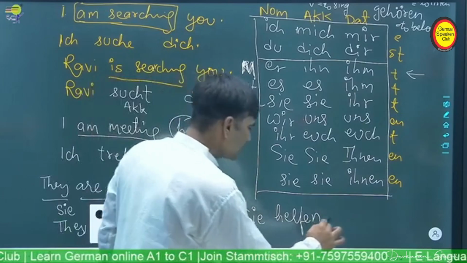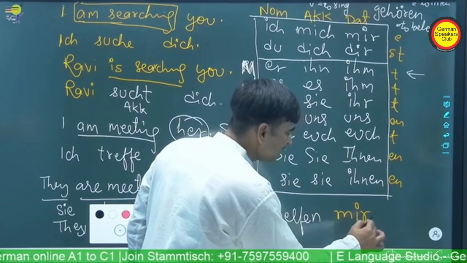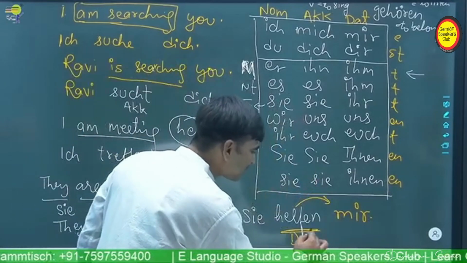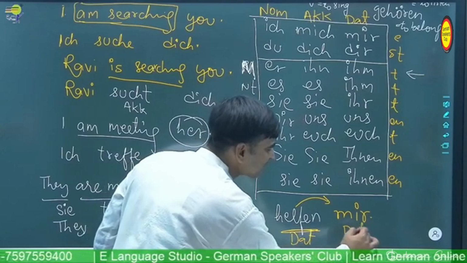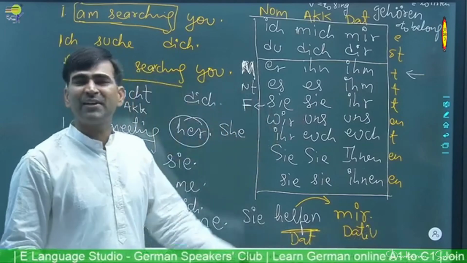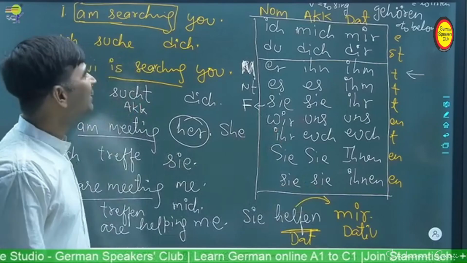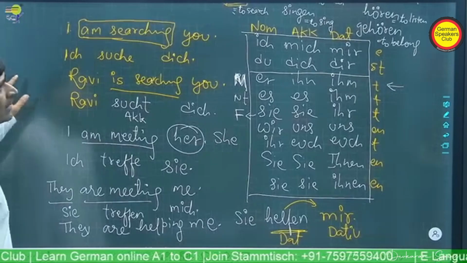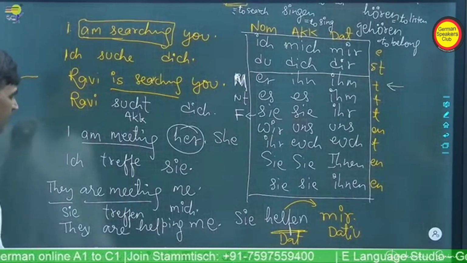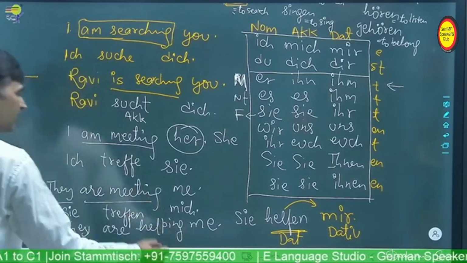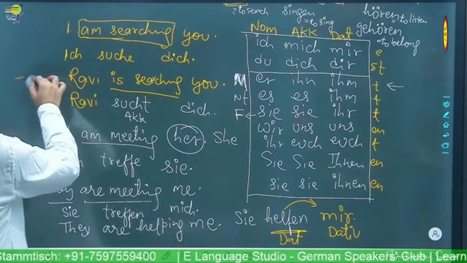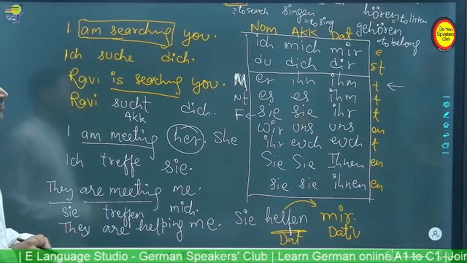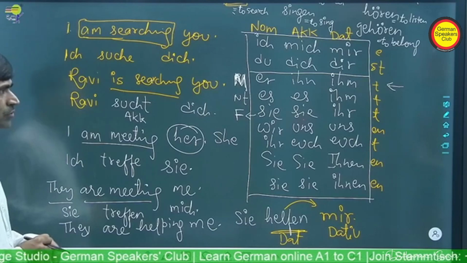So do I write "mich"? I write "mich", am I sure? If I put "mich", you're going to miss something. They are helping me. Are you sure? The verb is dative. Would it be "mich" or "mir"? Yes, it is dative, so it's going to be mir. Sie helfen mir. So the verb decides: if the verb is dative, then the object is also going to be dative.